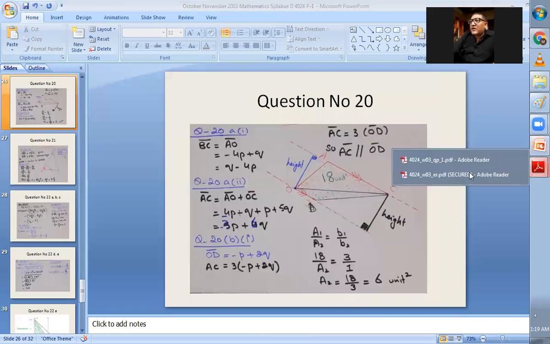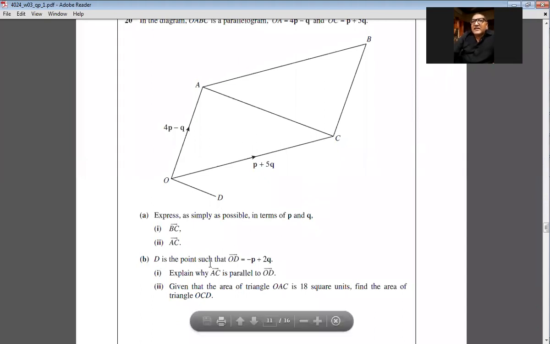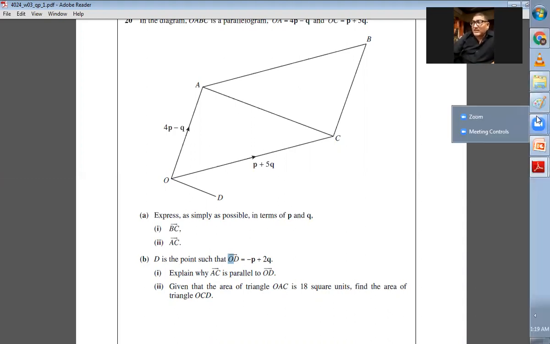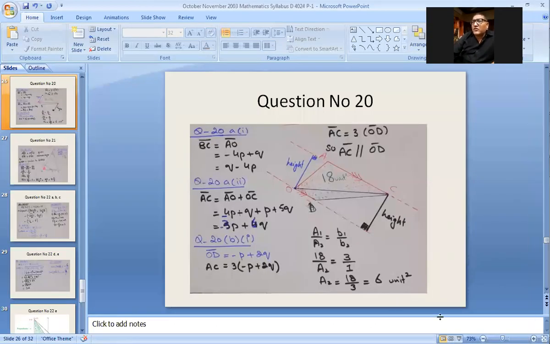Then the next part says D is the point such that OD, from O to D, is minus P plus 2Q. Explain why AC is parallel to OD. You know the value of OD is given, and I already know the value of AC. So I will write them, compare them, and then I will tell you how I know that they are parallel to each other. The value of OD is already given. So here you can see on the screen.